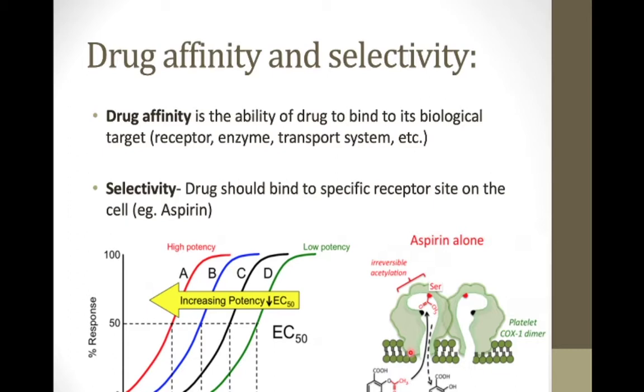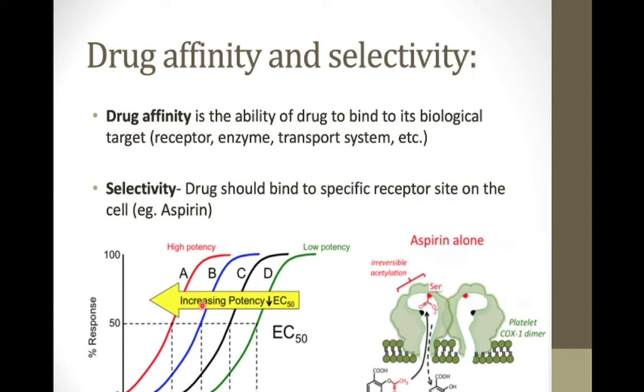Looking at drug affinity and selectivity. Drug affinity is the ability of a drug to bind to its biological target, so things like receptors, enzymes, and transport systems. Selectivity means a drug should bind to a specific receptor on the site of a cell, for example, aspirin. So focusing now on the drug affinity.